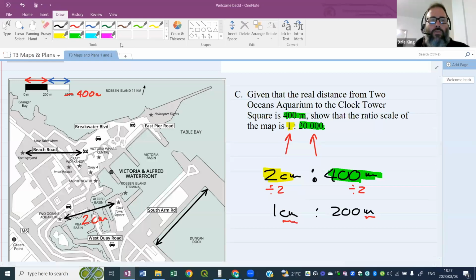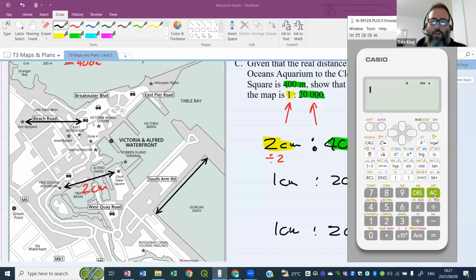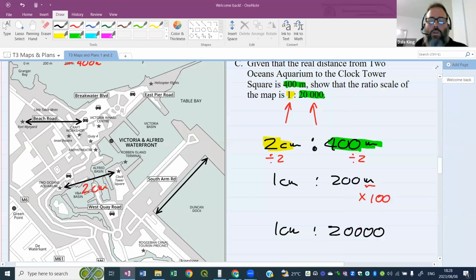All right. To get meters into centimeters, guys, we got to times by 100. All right. We got to times by 100. Sorry, we don't need to do it on the left. We just need to do it on the right-hand side. So we got 1 centimeter here is 2. Let's check with the calculator. It does the work for us. 200 meters times by 100. Oh, 20,000.